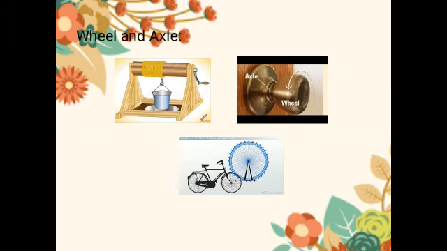Then wheel and axle. Here two parts will be present, that is the wheel along with the rod. The rod is said to be the axle. Okay, so with the help of this wheel and axle we can lift a heavy load. Examples might be a bicycle. The wheel of the bicycle is a wheel and axle machine, and the giant wheel is also a wheel and axle simple machine. And the rounded lock of a door is also an example of wheel and axle, right?